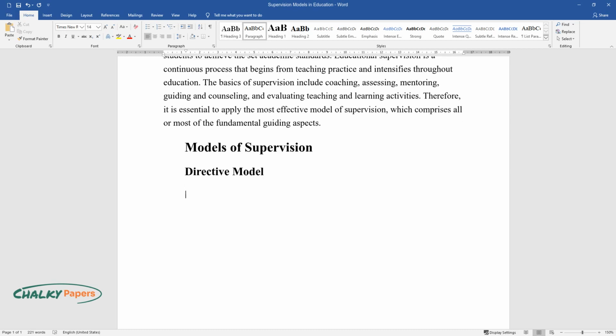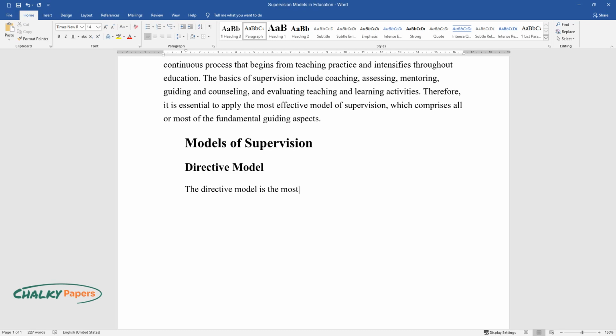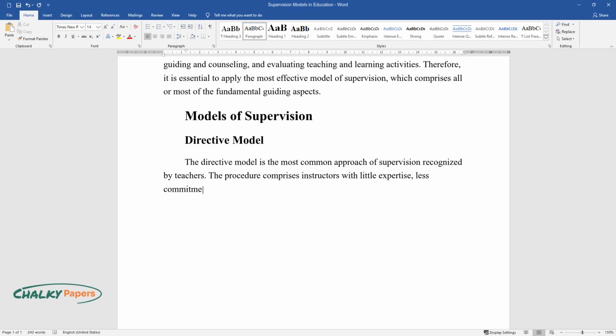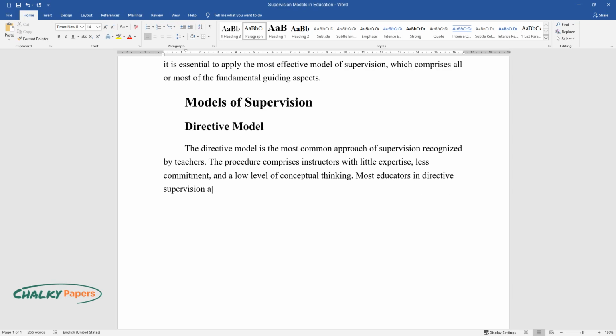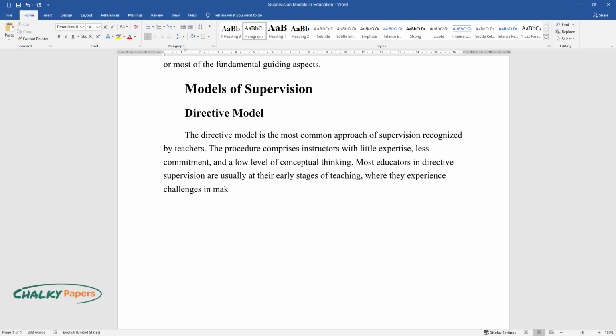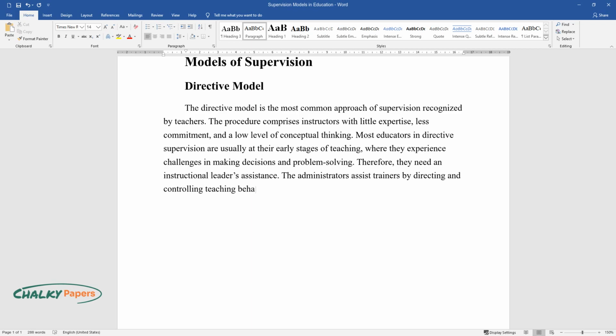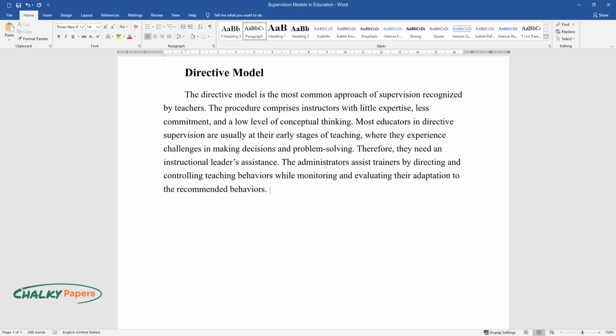Models of supervision. Directive model. The directive model is the most common approach of supervision recognized by teachers. The procedure comprises instructors with little expertise, less commitment, and a low level of conceptual thinking. Most educators in directive supervision are usually at their early stages of teaching, where they experience challenges in making decisions and problem solving. Therefore, they need an instructional leader's assistance. The administrators assist trainers by directing and controlling teaching behaviors while monitoring and evaluating their adaptation to the recommended behaviors.